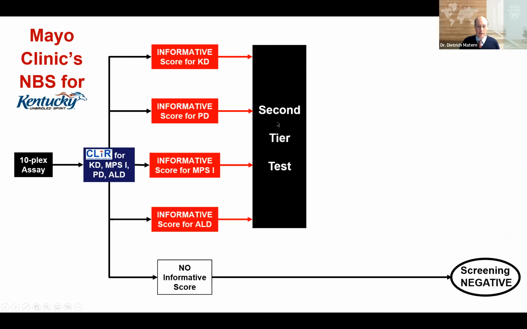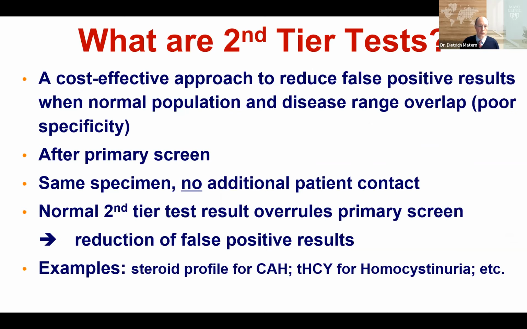Now, after CLEAR, we're not done. We do second-tier tests because CLEAR is not perfect. And so we're trying to reduce false positives using second-tier tests, which we find are cost-effective means to reduce false positive results, especially for biomarkers where you have an overlap between the normal population and the disease range. So we do this after the primary screen, and we do it on the same newborn screening specimen we already have. We're not asking for additional patient contact, additional patient samples, because we do not want to have anyone talk to anyone about Krabbe disease and other conditions unless it's really warranted.